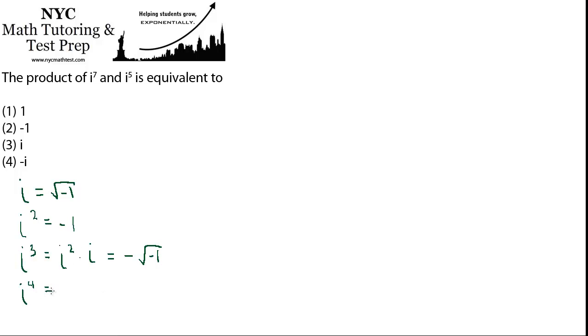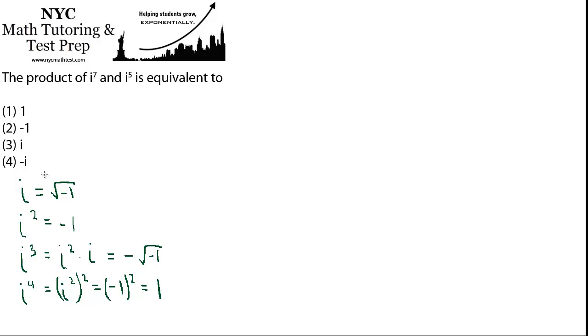And I to the 4th, you can think of it a couple different ways, but the easiest way is probably to just take I squared and square that, right? I squared squared. That's how I like to think of it. -1 squared is just 1.